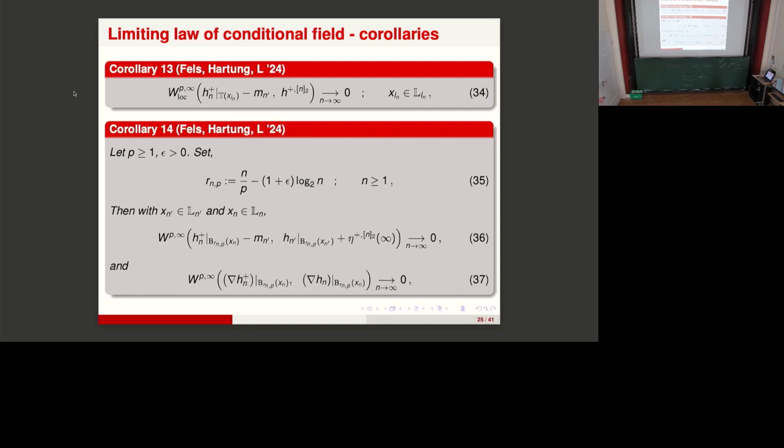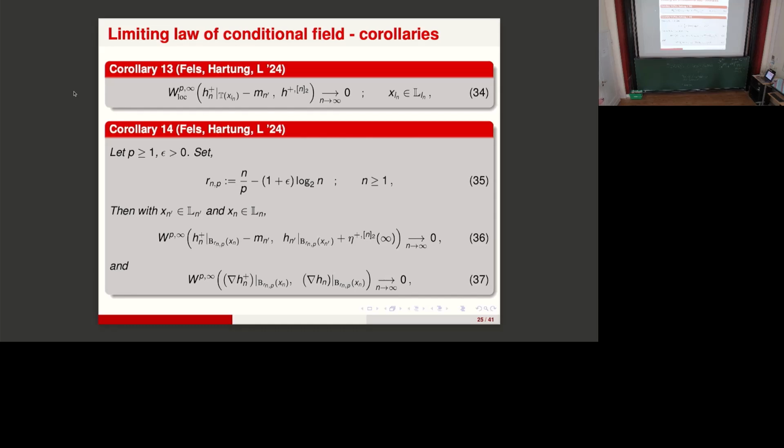It depends only on the log mod of n. And that's it. So there is a limiting law next to generation Ln, and the convergence takes place in this local version, in W^p infinity, for any finite neighborhood of x_Ln. So that's next to Ln, next to a vertex in Ln, next to the leaves.